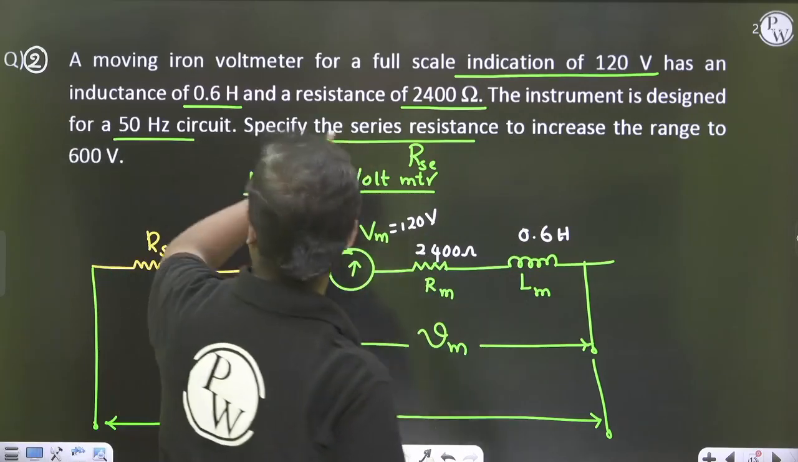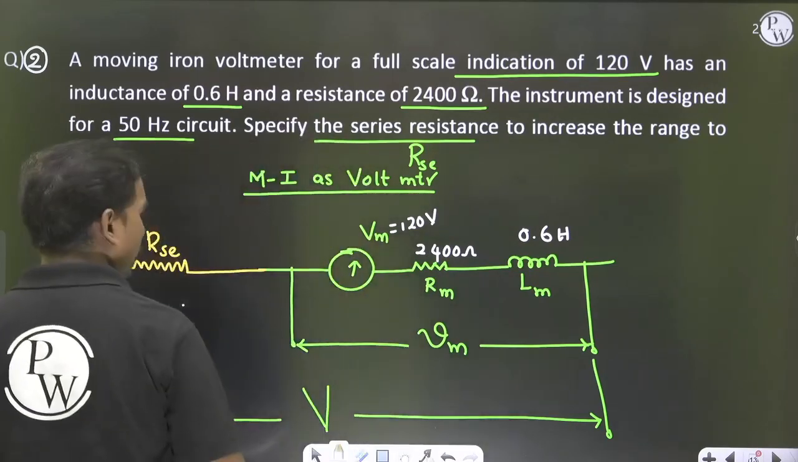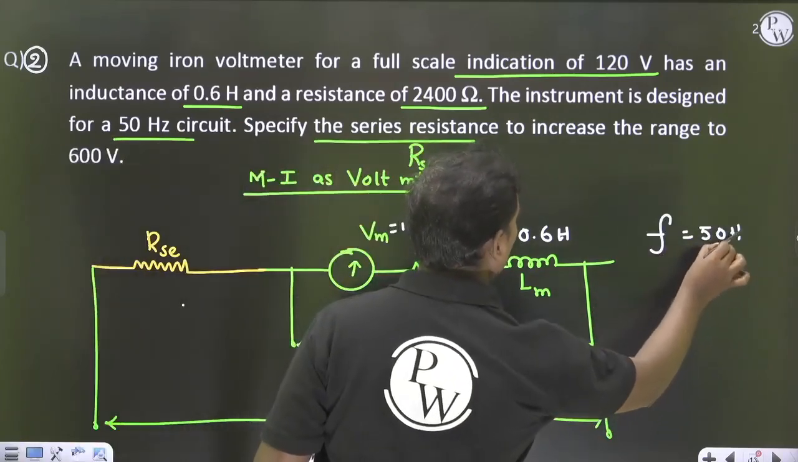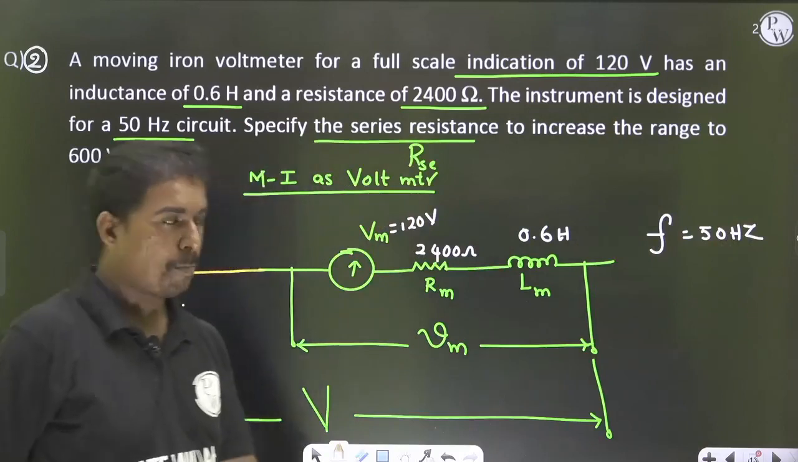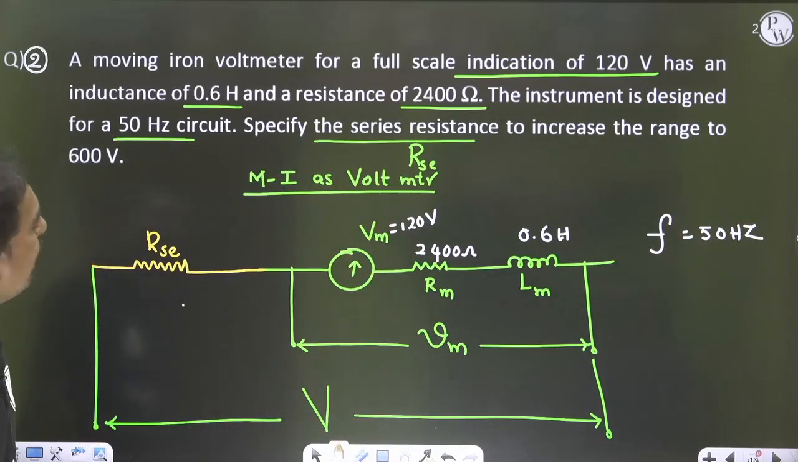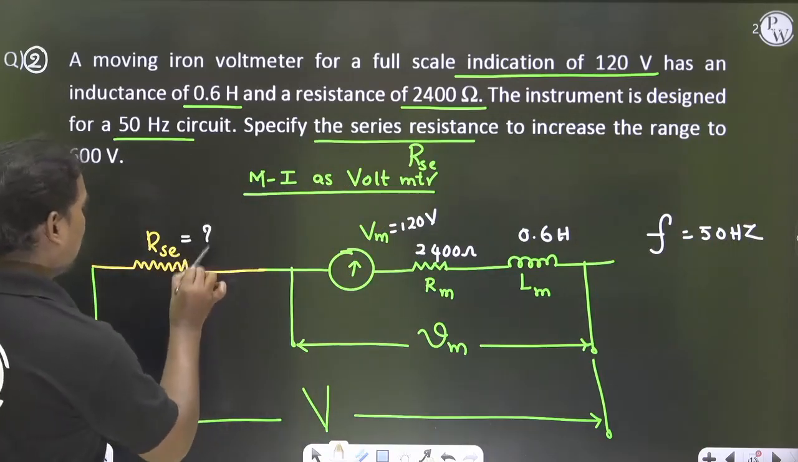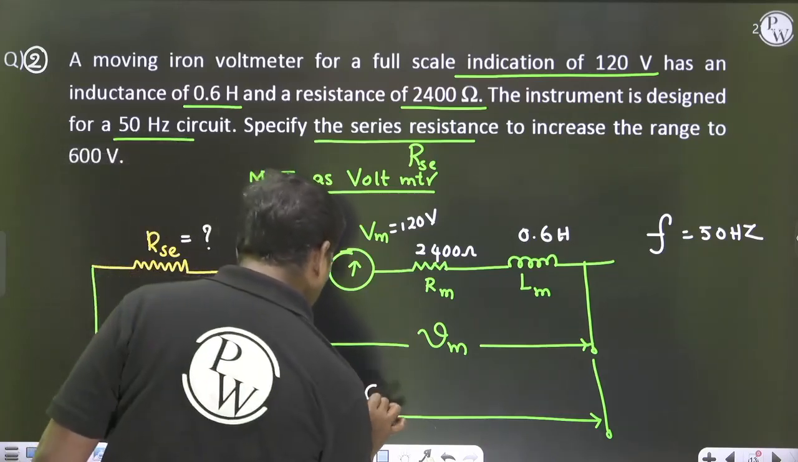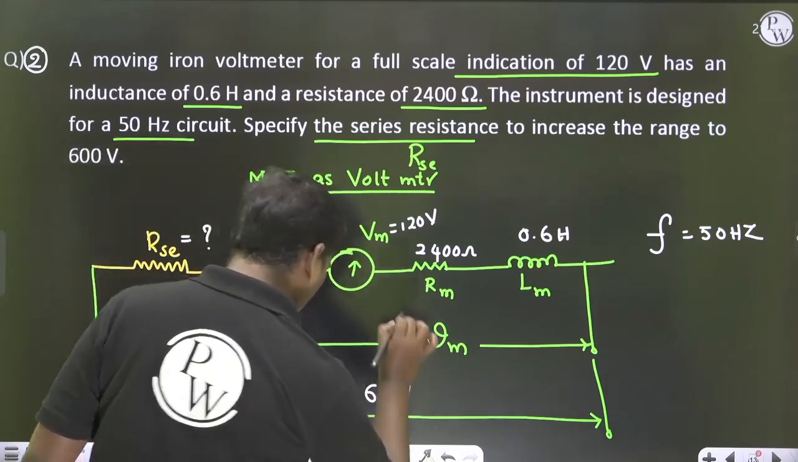The instrument is designed for a frequency of how much? This is for a frequency of 50 Hz AC. Specify the series resistance value to increase the range to how much? 600 volts. So how to solve?